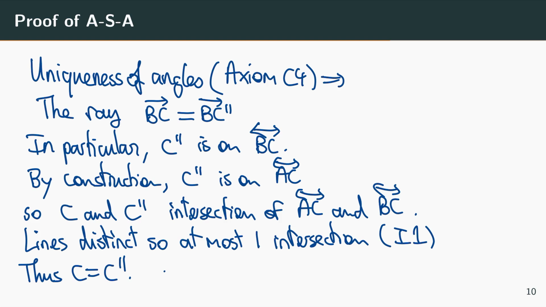Because this tells us that triangle ABC equals triangle ABC double prime, and that guy's congruent to triangle A prime, B prime, C prime. So now we're done. And that's using, again, the fact that we have these equivalence relations.